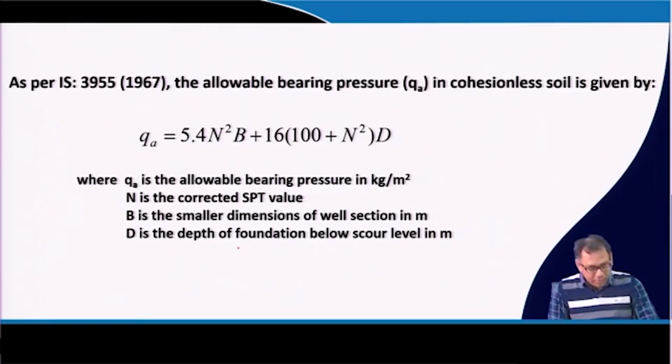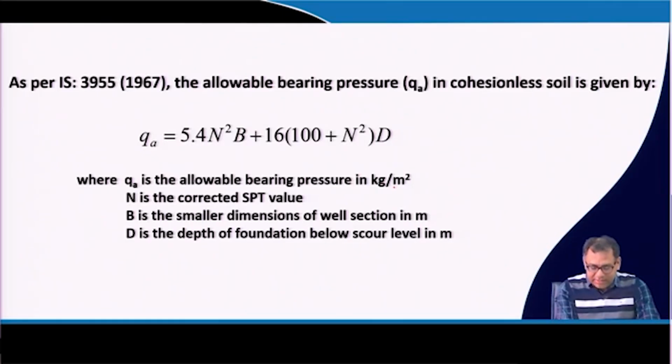So, for allowable, you know that here the settlement consideration is also incorporated. So, that means the bearing and the settlement considerations are incorporated, and the minimum of these two will give you the allowable bearing pressure. So, settlement is also incorporated. This IS code has given the allowable bearing pressure in terms of N value. So, this is the equation, where the result is in kg per meter square.